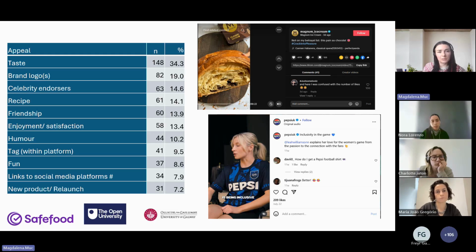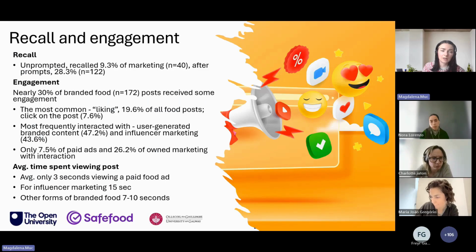Then there were a lot of recipes used by the brands, encouraging people to incorporate their products, which were unhealthy, into their meals or into, for example, a breakfast routine. Appeals to friendship, enjoyment, satisfaction, humor. Although we did not define which of that would be child appealing, you can see that a lot of this would be very appealing to children, especially adolescents between 13 and 17 who actually saw this marketing on their feed.